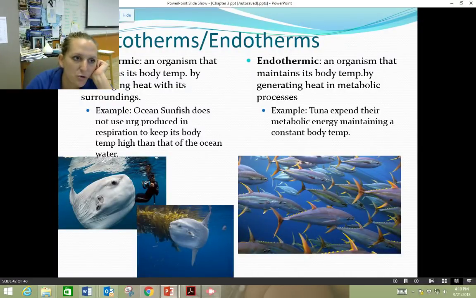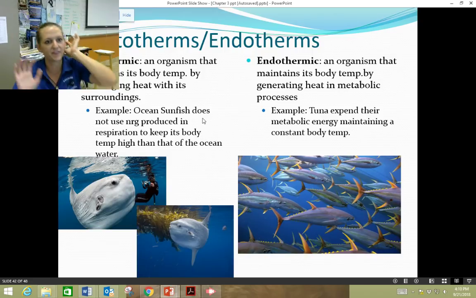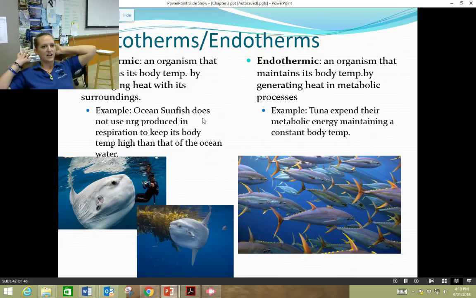Okay. Ectothermic. Ecto means outside, like your ectoparasite, but this is thermal. Ectothermic is an organism that maintains its body temperature by exchanging heat with its surroundings. So it takes energy from its surroundings. The ocean sunfish will do this. It does not use energy produced in respiration to keep its body temperature. The water is typically warmer than what that fish is. So that's why the fish is bathing in the sun.